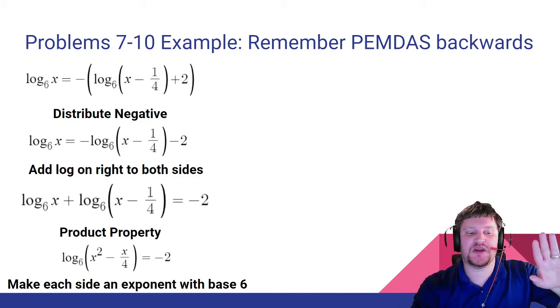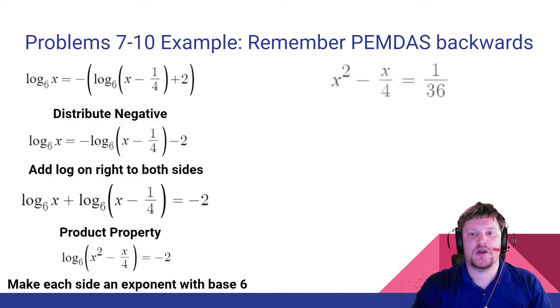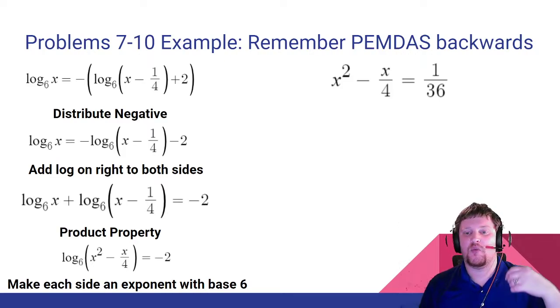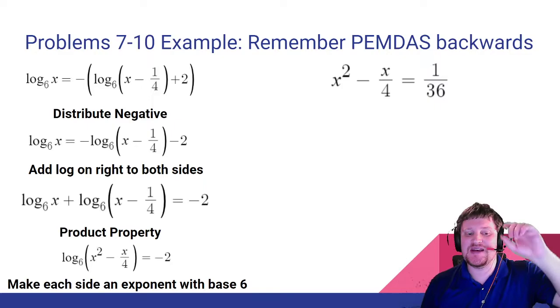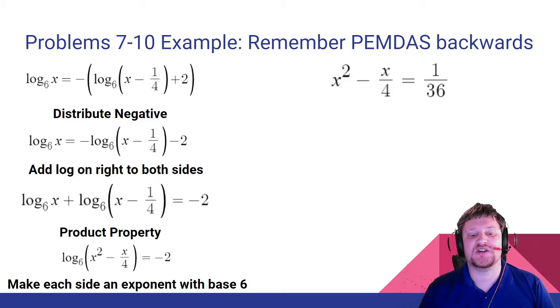6 raised to the log base 6 of x squared. All that does is it leaves what's inside the logarithm. So x squared minus x over 4. Now, what's on the right, 1 over 36, might surprise you, because a negative 2 became a positive number. But the reason for that is simple. Remember that we're taking 6 raised to the negative second power. Well, that's the same as saying 1 over 6 squared. That negative in the exponent just flips it to the bottom of the fraction. So 1 over 36, because 6 squared is 36.